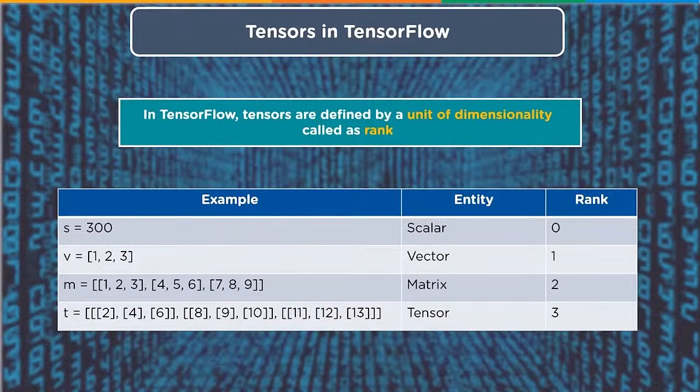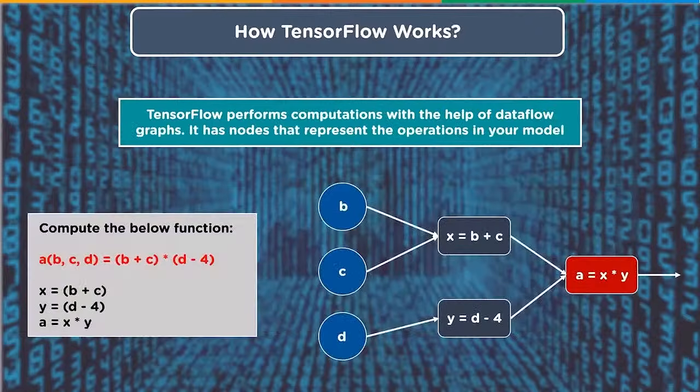And so the next step is to understand how TensorFlow works. And if you haven't looked at the basics of a neural network and reverse propagation, that is the basics of TensorFlow, and then it goes through a lot of different options and properties that you can build into your different tensors. So TensorFlow performs computations with the help of data flow graphs. It has nodes that represent the operations in your model. And if you look at this, you should see a neural network going on here.